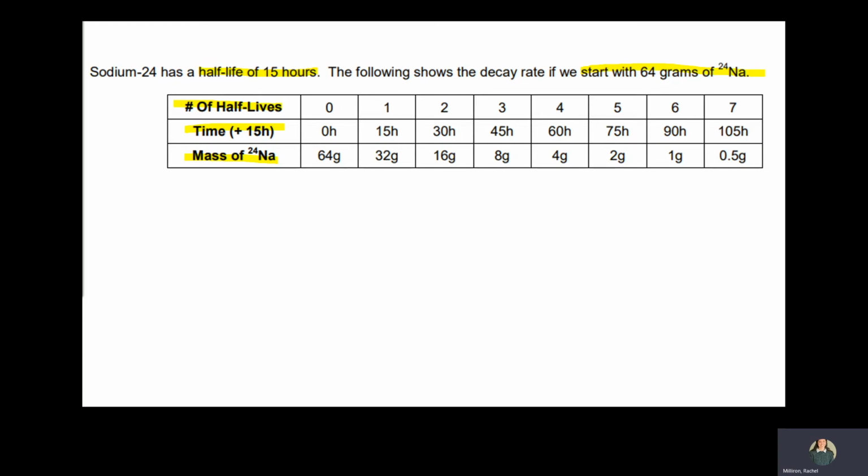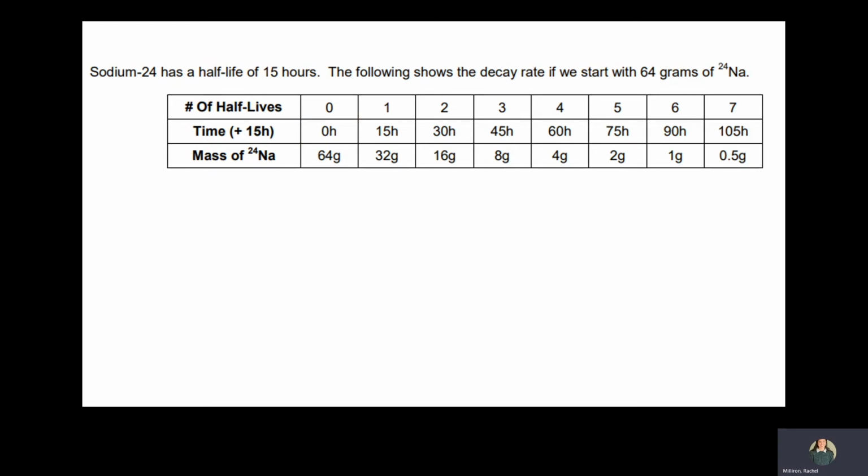So with that information, I want you to think about these couple of questions. Why do we start with 0 half-lives in this first column? And the answer goes back to what we are being told in that first statement. We start with 64 grams. So if we start with 64 grams, no half-lives have passed, so we have 0 up top.